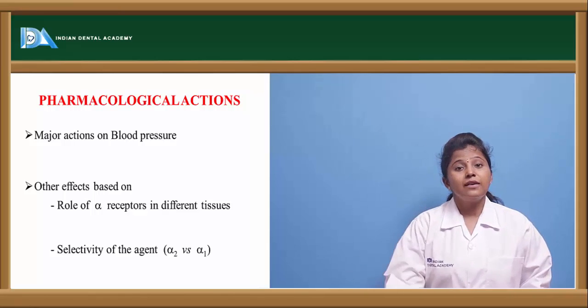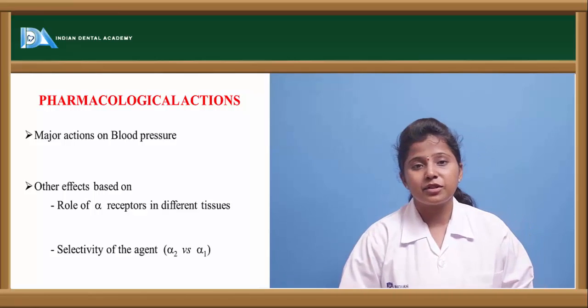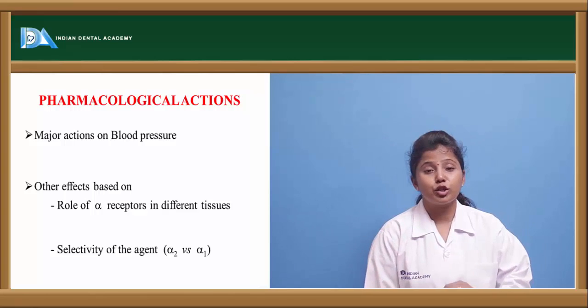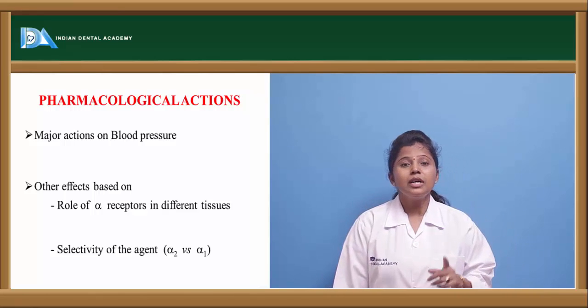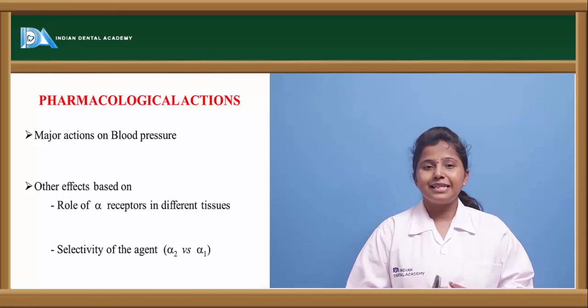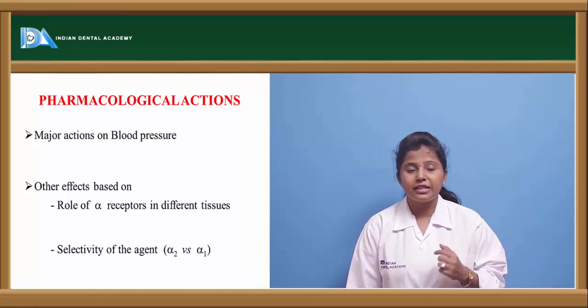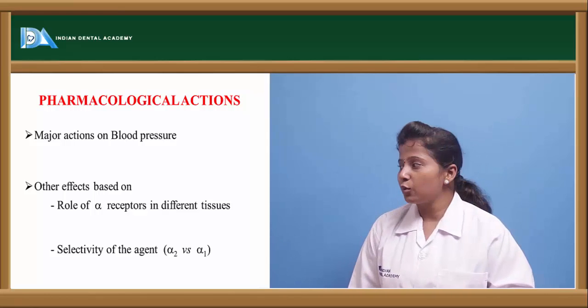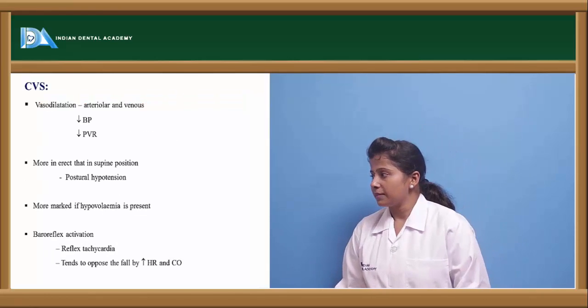a fall in blood pressure. Whereas if it is binding to alpha 2 receptors, then it shows increased blood pressure because of the sodium retention. So even the blood pressure increase as well as decrease depends upon the drug binding to a particular receptor. And it also depends on the selectivity of the agent. As I told you, the selectivity towards the receptor. So these effects are based on these categories.